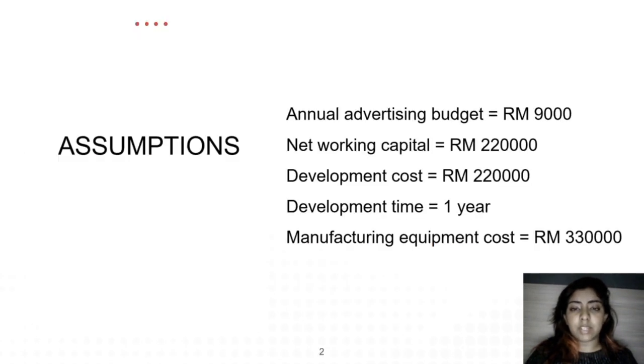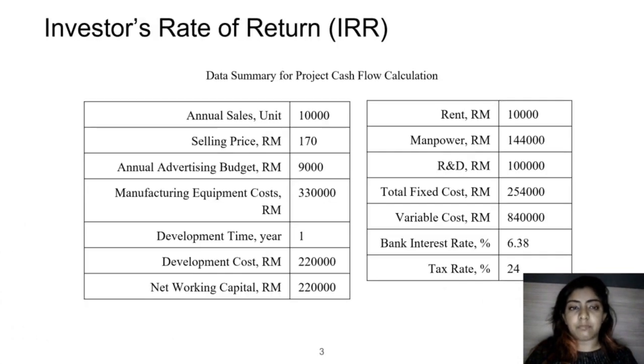Next, the assumptions that we made are an annual advertising budget of 9,000 ringgit, net working capital of 220,000 ringgit, development cost of 220,000 ringgit, development time of 1 year, and manufacturing equipment cost of 330,000 ringgit. And next we'll have a look at the IRR based on the data summary from the project cash flow calculation. Therefore, we get the annual sales, selling price, annual advertising budget, manufacturing equipment cost, development time, development cost, net working capital, rent, manpower, R&D, total fixed cost, variable cost, bank interest, and tax rate.